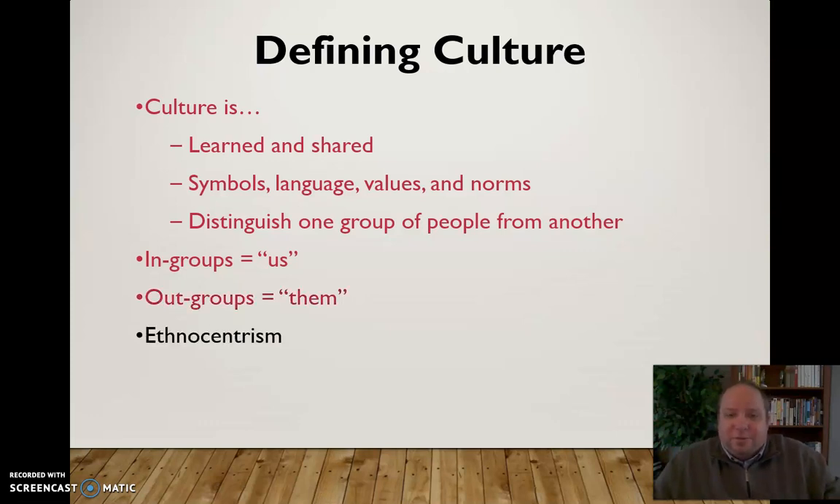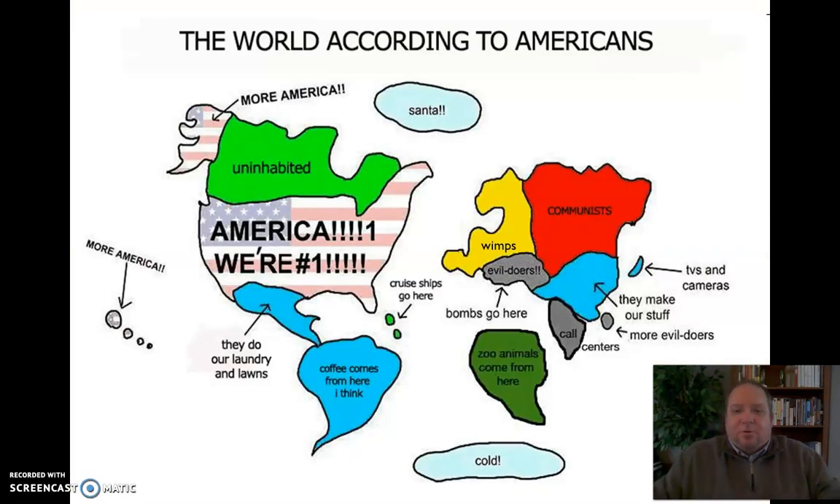Culture also has to do with ethnocentrism. We want to avoid ethnocentrism when we're engaging and talking about culture. We don't want to mix the two up, but we also want to be careful not to step over into ethnocentrism. Ethnocentrism is this idea that your culture, whatever that culture is, is greater than other cultures or in some way superior to other cultures. So if we were to take an ethnocentric view of the United States, the map according to the Americans, an ethnocentric view of the world for ethnocentric Americans would look something like this, where America is the center of the universe, and everywhere else is just defined by things like coffee comes from here, or zoo animals come from here, and so forth. And so it would be a very limited, very ethnocentric view of the world.